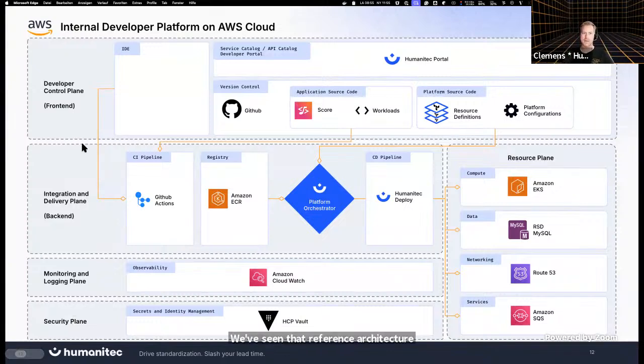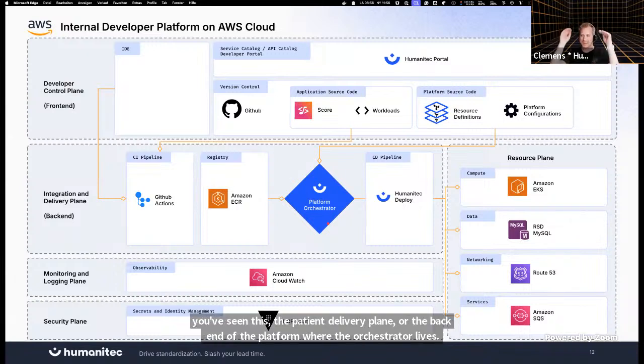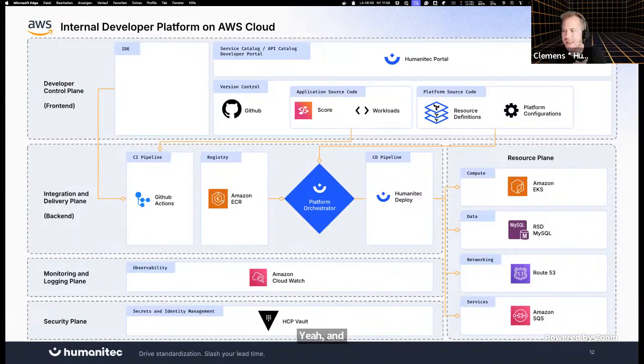And here, you've seen a portal layer up here, and that belongs to the front end or the developer control plane. And you've seen there's the integration delivery plane or the back end of the platform where the orchestrator lives. These layers, we usually talk about layer cakes, right? And as we know, every cake only tastes as deliciously as it can if all of the layers are present. So this is literally a better together story.